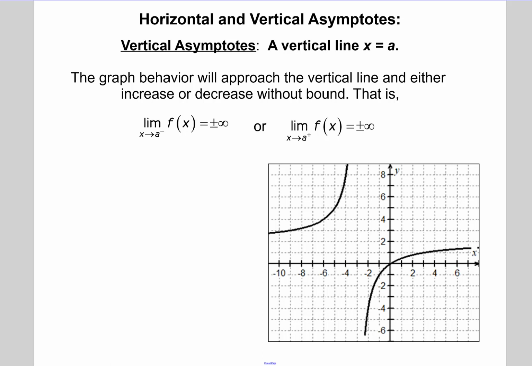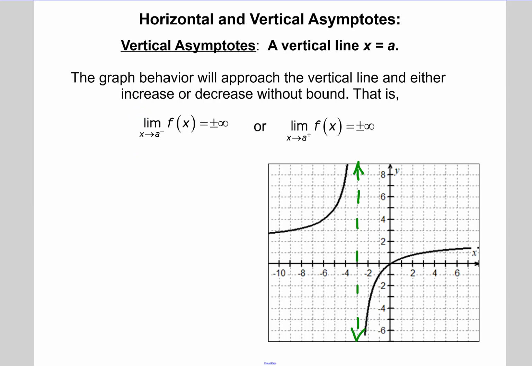Horizontal asymptotes, we can have vertical asymptotes and horizontal asymptotes. In this example, the graph behavior is going to approach the vertical line, and it appears like that vertical line is at negative 3. Is that right? Does it look like that to you? So we got an infinite discontinuity at x equals negative 3.